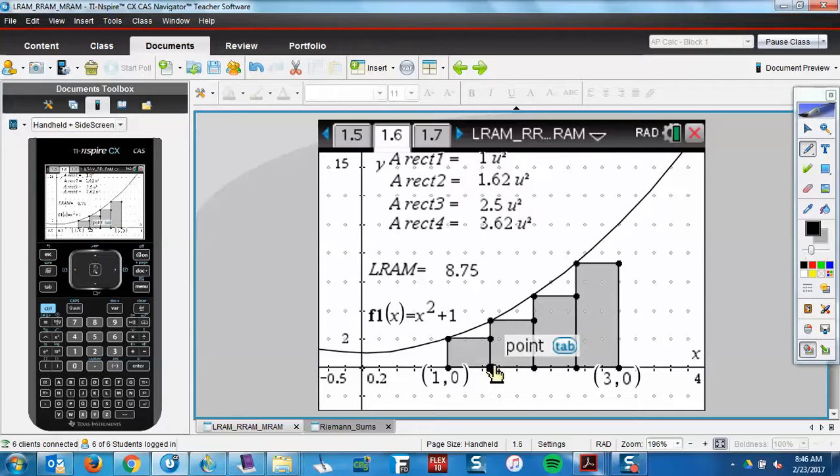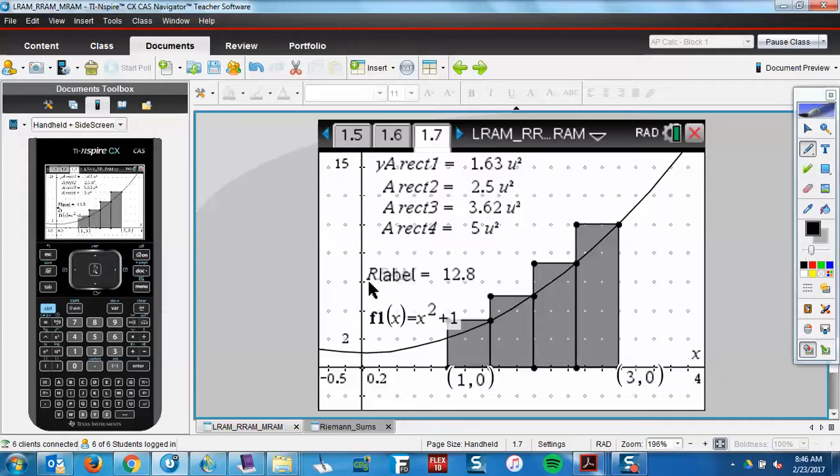This one, you plug a 1.5 in, now it's going to get into decimals and stuff. We see these numbers here. So anyway, that number is going to be too small. What would a right rectangle be? RRAM, right rectangle approximation.